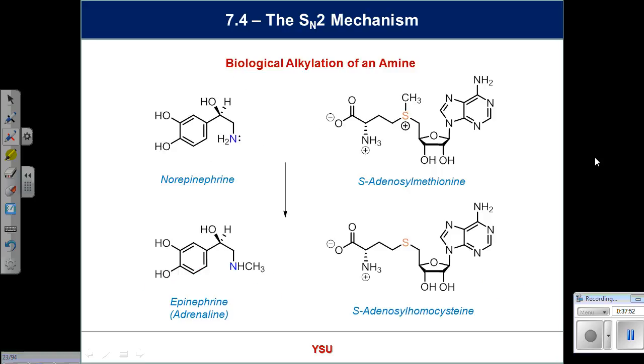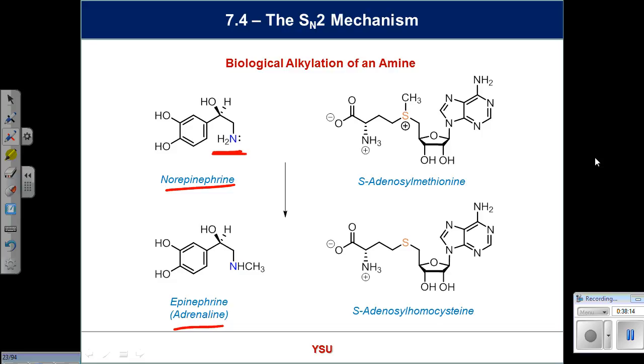Why is it important in biology? Well, if you want to alkylate anything, for example, you want to take norepinephrine and turn it into epinephrine, which is adrenaline, which for the biology people you probably know more about than I do, you've got to alkylate it. You've got to do an SN2 reaction on something, and do the same thing we would in the lab. Is this the nucleophile or the electrophile?